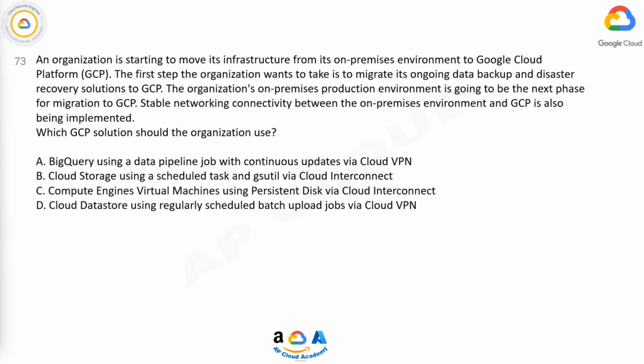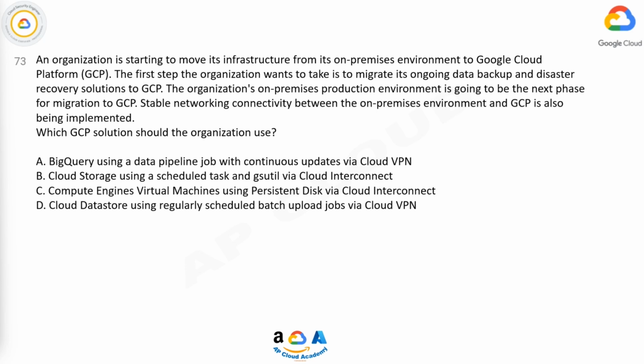73. An organization is starting to move its infrastructure from its on-premises environment to Google Cloud Platform, GCP. The first step the organization wants to take is to migrate its ongoing data backup and disaster recovery solutions to GCP. The organization's on-premises production environment is going to be the next phase for migration to GCP. Stable networking connectivity between the on-premises environment and GCP is also being implemented. Which GCP solution should the organization use?